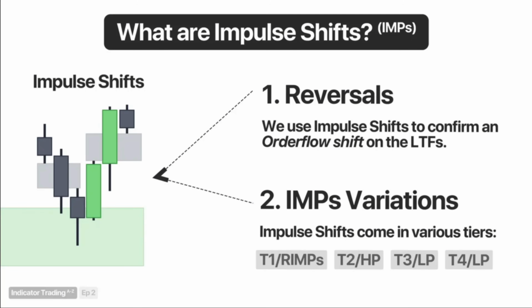So what are impulse shifts? Well, first of all, they are signs of reversals. We use impulse shifts to confirm an order flow shift on the lower time frame. So on this example, you'll see price shifting from a bearish state as it comes into that higher time frame point of interest, which is that green rectangle, and shifting to a bullish state as it's creating a bullish fair value gap to the upside.